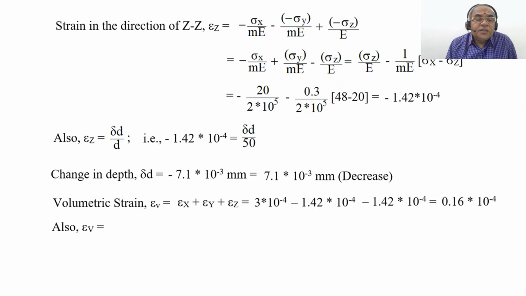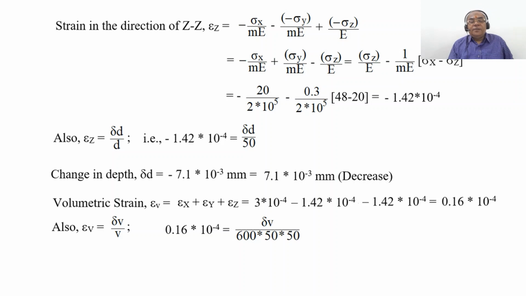Also, epsilon v is delta v by v. So you know epsilon v is 0.16 into 10 to the power of minus 4, which is equal to delta v by 600 into 50 into 50. On simplification, the change in volume, delta v, will be equal to 24 mm cube. Since it is a positive value, the final result is an increase in volume. So this is how you will be able to find the solution for this particular problem.